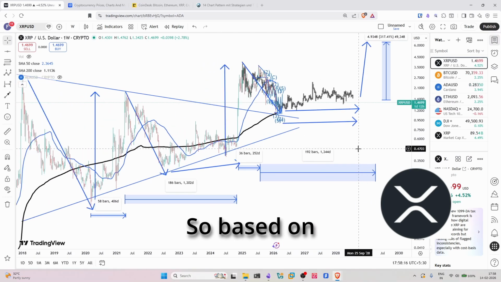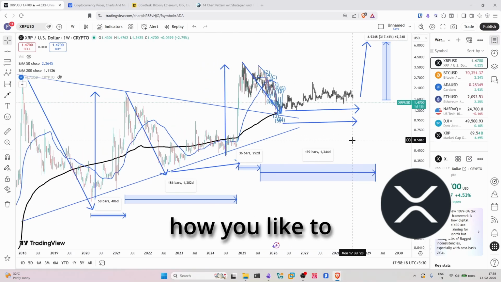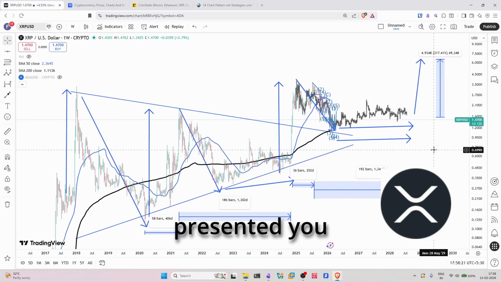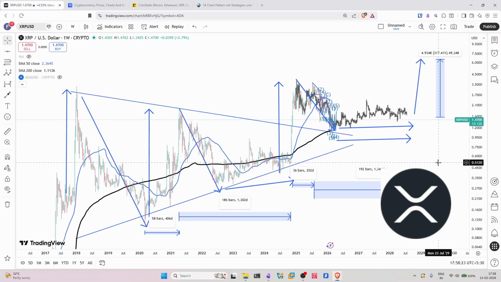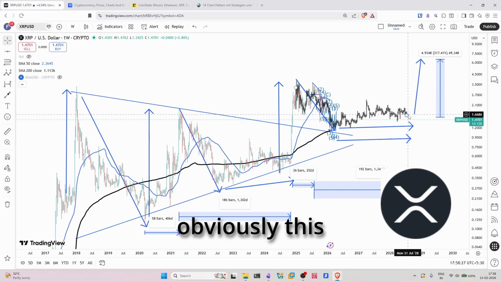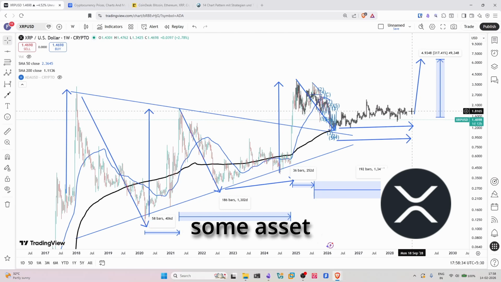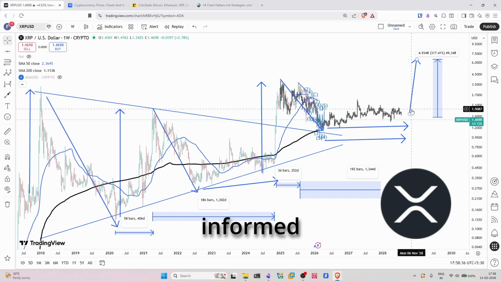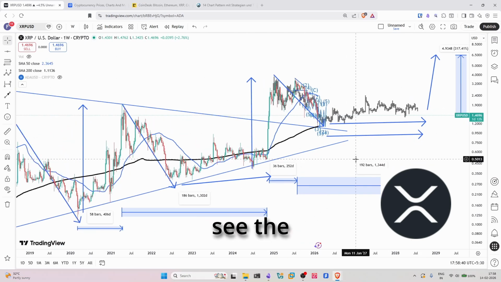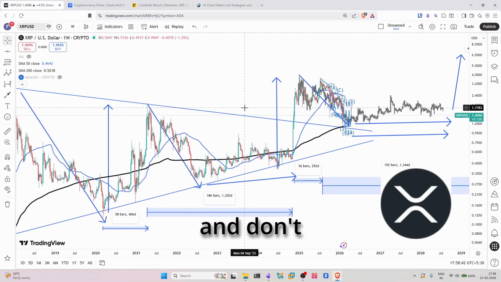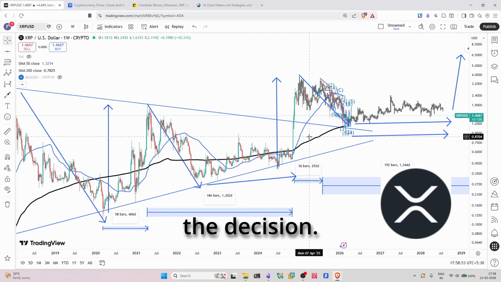So based on that, you can make your own decisions on how you like to move forward. I have presented what my price targets for XRP are based on my analysis, and obviously this is pure analysis and it's not financial advice to buy any asset. Always make informed decisions and always try to see the exceptions in the market, and don't always go on the hopium that YouTubers provide. Always do your own research and be confident when you move forward with the decision.